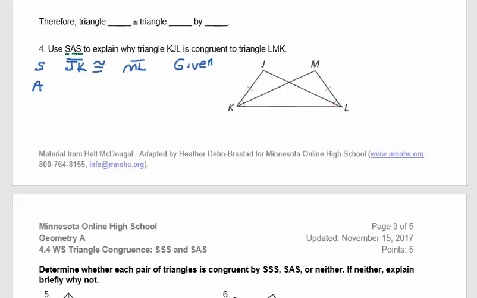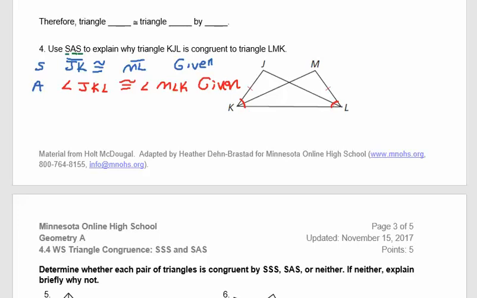There was a mark on JKL angle and another mark on the MLK angle. So I'm going to write that angle JKL is congruent to angle MLK. JKL is congruent to MLK. That's also given. And that was one angle of this triangle and then the corresponding angle in the other triangle.